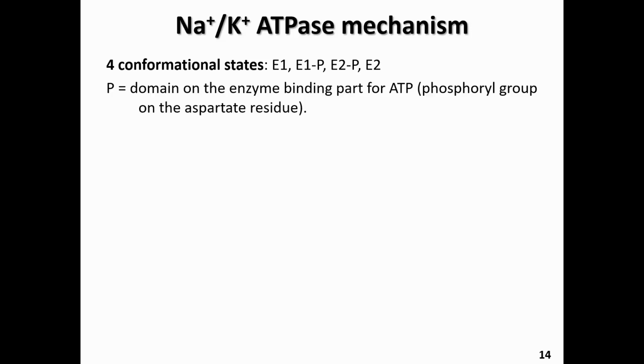In this lecture, we're going to address the different steps in which the sodium-potassium ATPase mechanism operates. And there are four conformational states, conformation referring to the change in the shape of the ATPase protein. And those four are referred to as E1, E1P, E2P, and E2, where P refers to the domain.